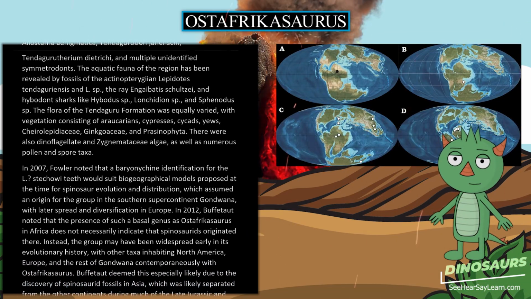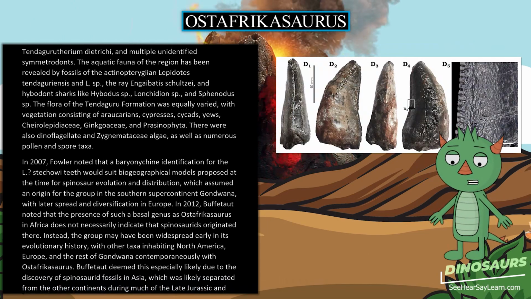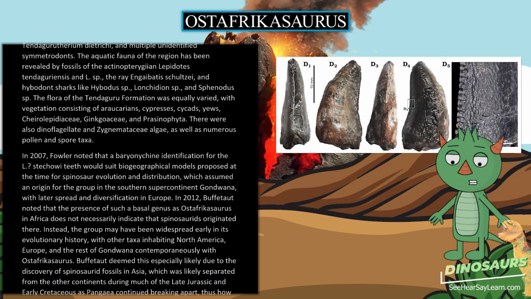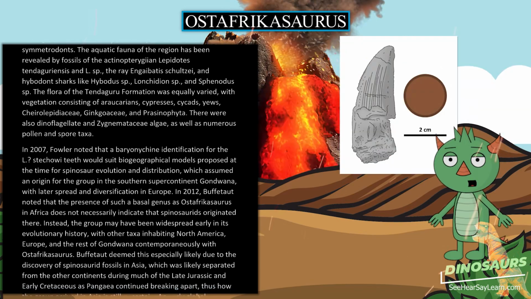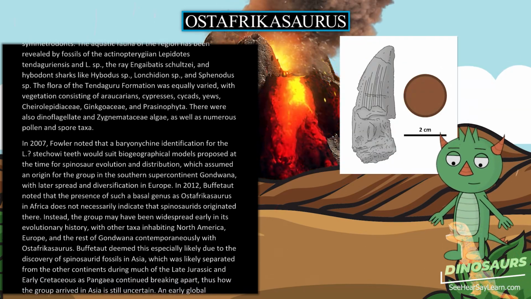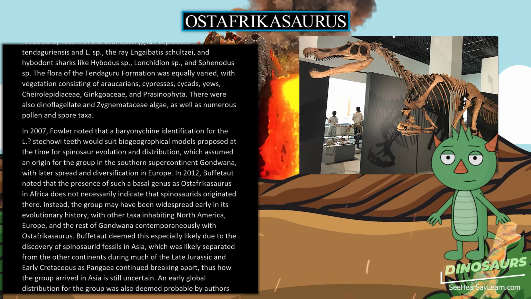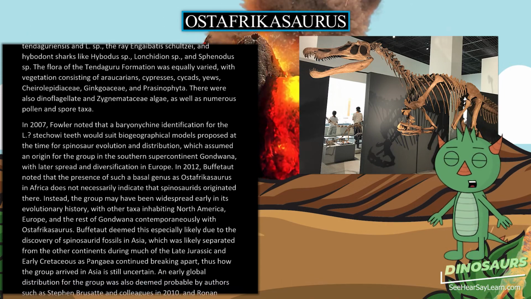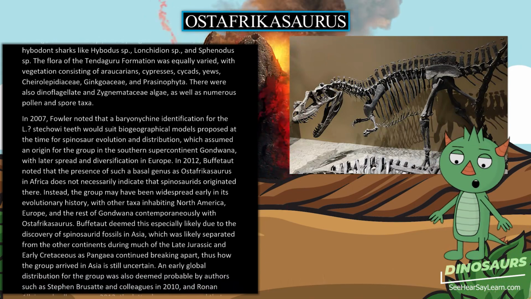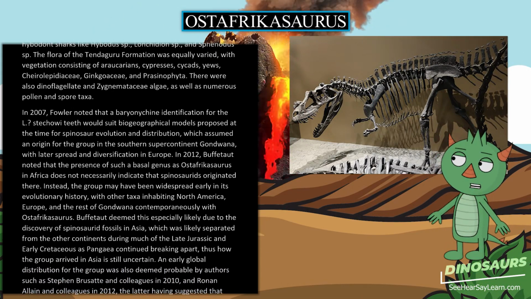In 2012, Buffetaut noted that the presence of such a basal genus as Ostafrikasaurus in Africa does not necessarily indicate that spinosaurids originated there. Instead, the group may have been widespread early in its evolutionary history, with other taxa inhabiting North America, Europe, and the rest of Gondwana contemporaneously with Ostafrikasaurus.